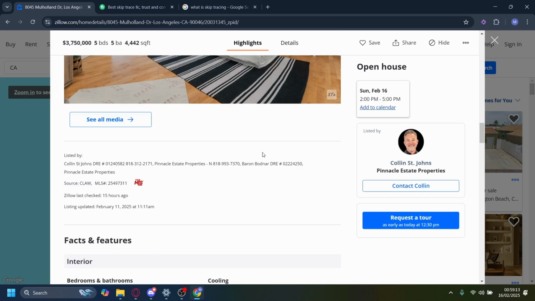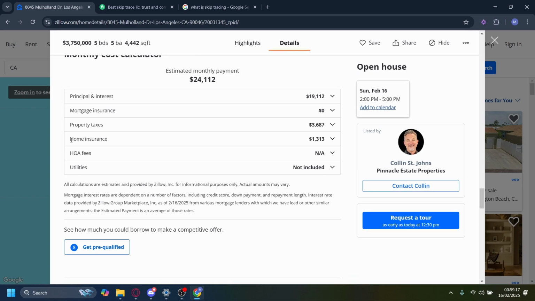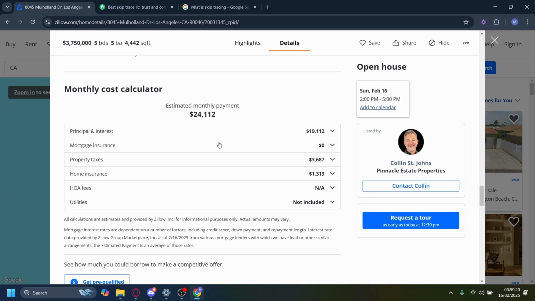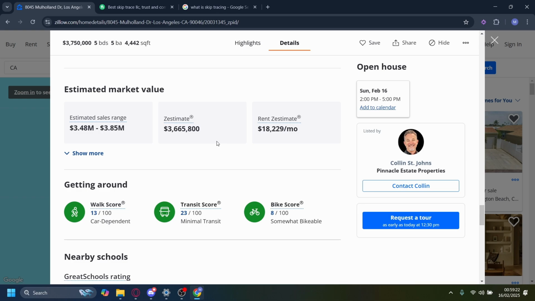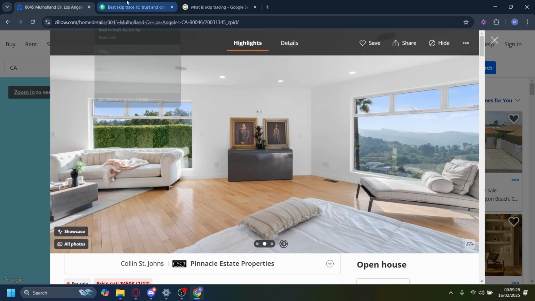But you can find more info here on Zillow.com. Like, for example, there's the price history here and the public tax history, and also the monthly cost calculator, to help deduce whether this could be a cash buyer or not. But if you can't contact them here, there is a way to contact them by other means.